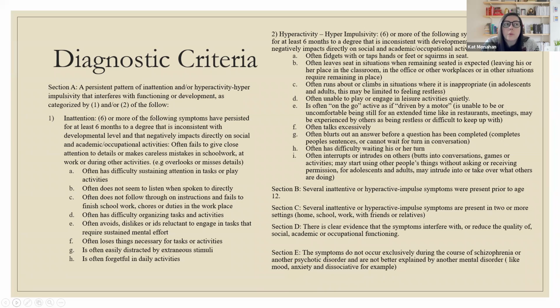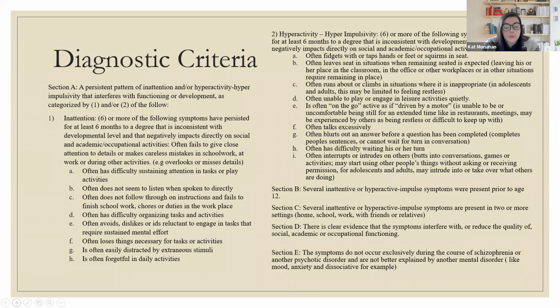So leaving his or her workplace, leaving the classroom during a class, in other situations that require someone to remain where they are. C, they often run about or climb in situations where it's inappropriate. So in adolescents and adults, this could be just limited to restlessness. D, often unable to play or engage in leisure activities quietly. E, is often on the go or active as if they're driven by a motor. So they're unable or uncomfortable being still.